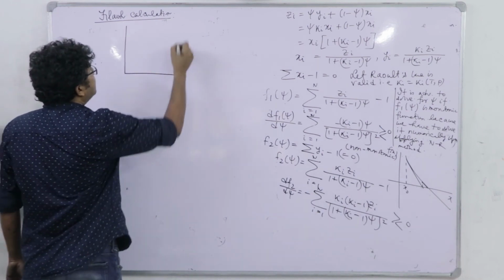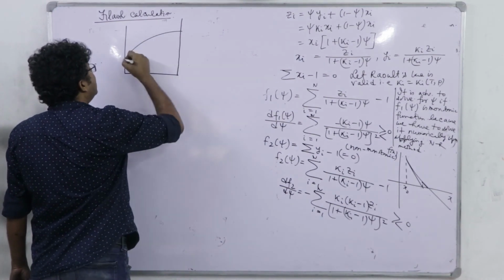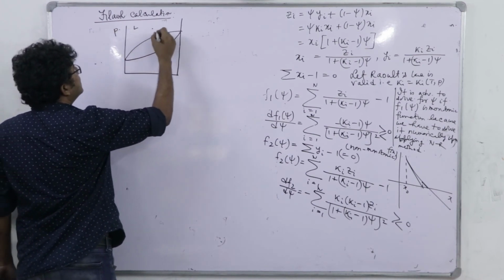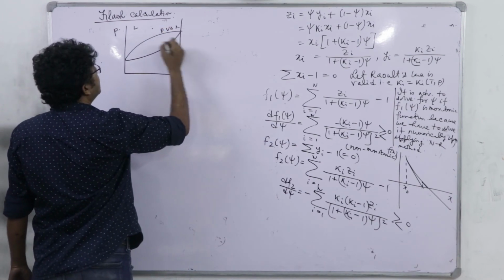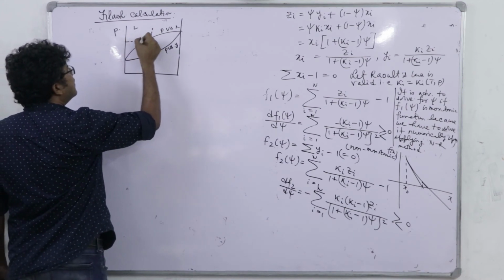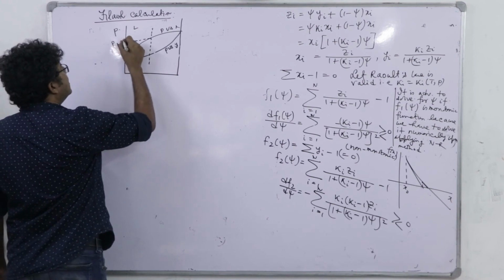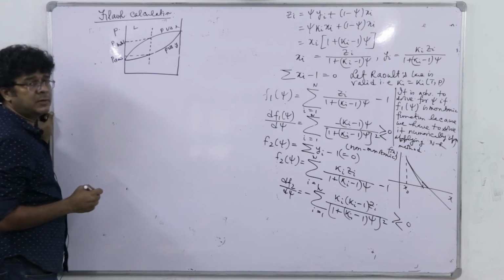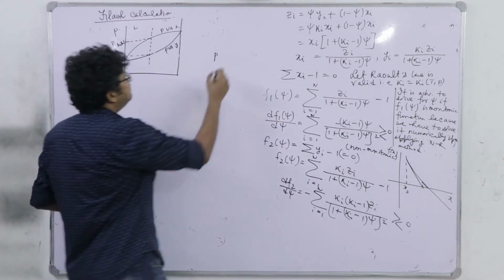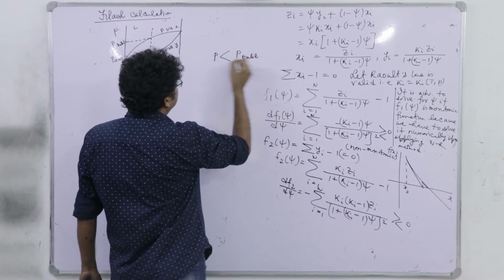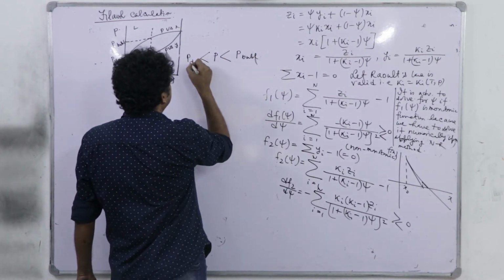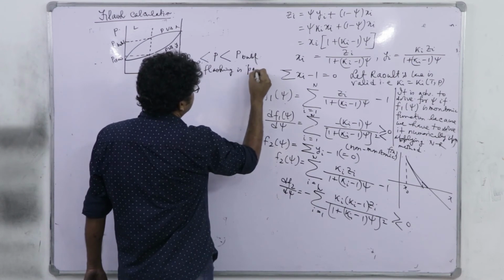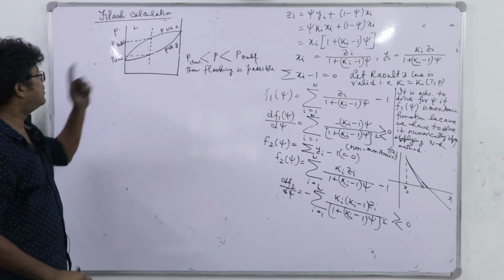So you see, for that, if I look into this Px plot for even a binary system, right. Here this is the liquid phase, this is p versus x, this is p versus y. This is the bubble and this is the dew, right, the dew point pressure and the bubble point pressure. If P is less than P bubble and greater than P dew, then flashing is possible. So we have to find out this bubble point pressure and dew point pressure.